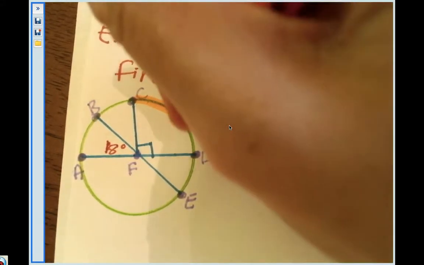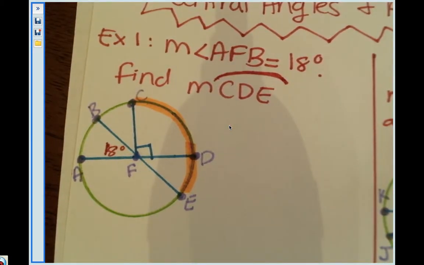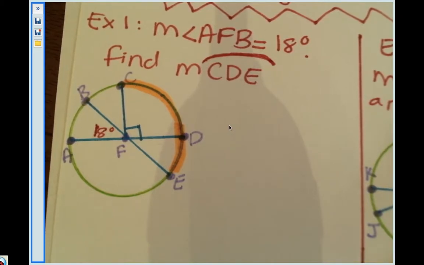So I'm going to highlight that so we know what we're ultimately trying to get to. So I'm trying to get to this arc right here. Guys, but you're probably looking at this problem and you're like, Miss Long, there's nothing on any of the arcs. So how could I even find arc CDE? I don't have anything labeled on my arc.